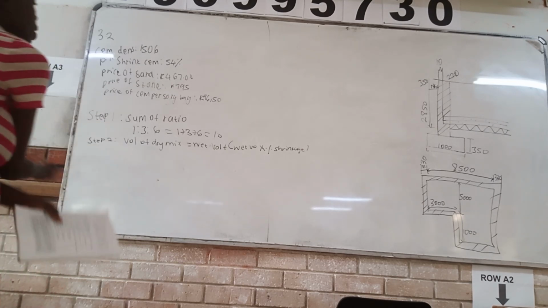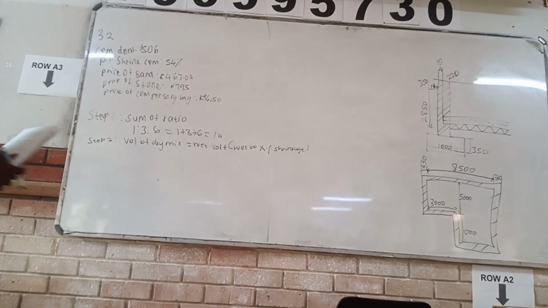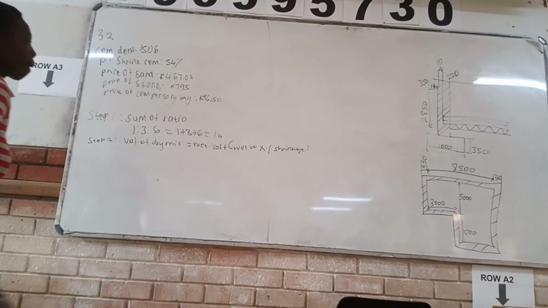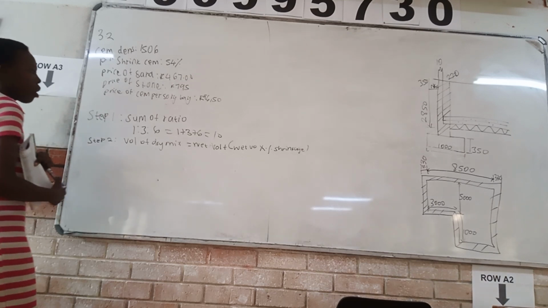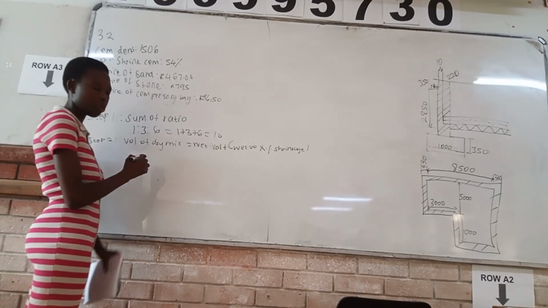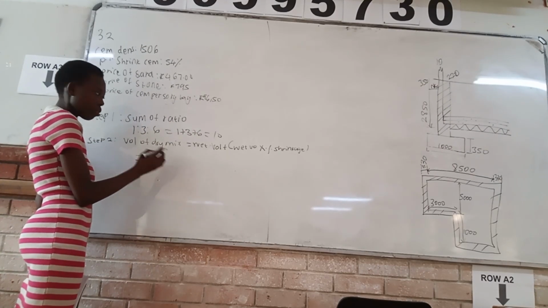So where do we get the wet mix volume? Let's go to our take off. The concrete is 1:3:6, a mixture. A wet mixture. So our wet mix volume is from the take off.